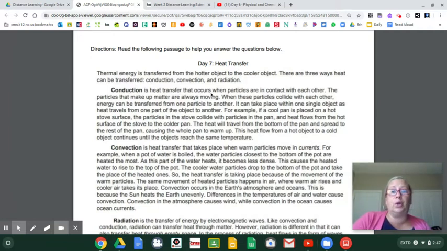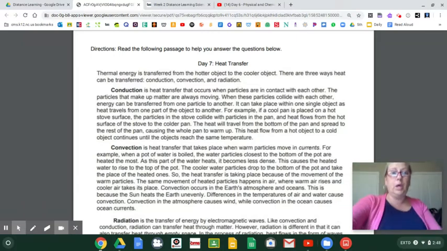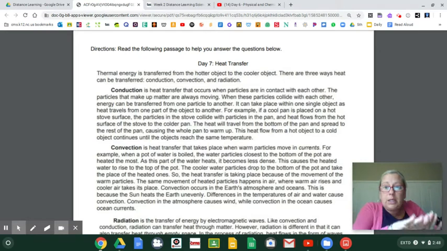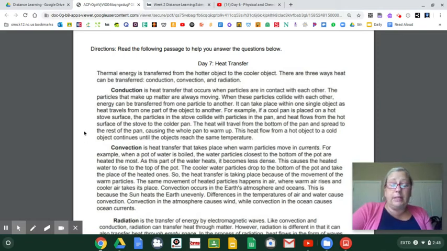Conduction is heat transfer that occurs when particles are in direct contact with each other. The particles that make up matter are always moving. When these particles collide with each other, energy can be transferred from one object to the other object. It can take place within one single object as heat travels from part of the object to another. For example, if a cool pan is placed on a hot stove surface, the particles in the stove collide with the particles in the pan, and heat flows from the hot surface of the stove to the colder pan.